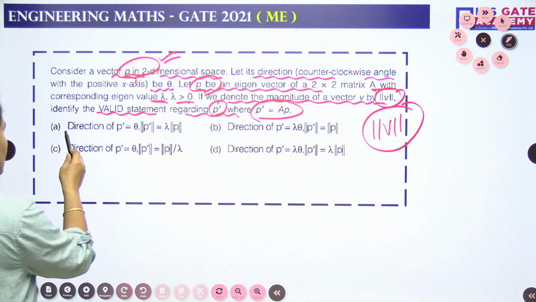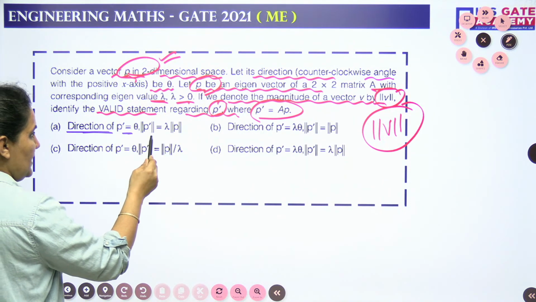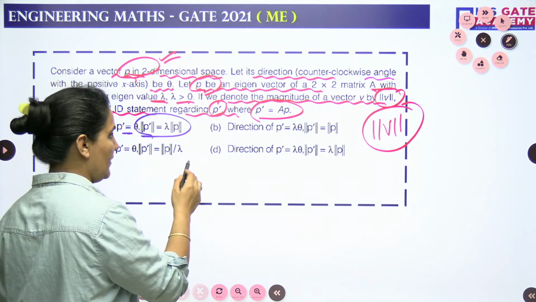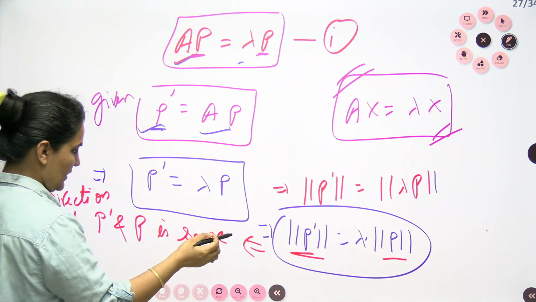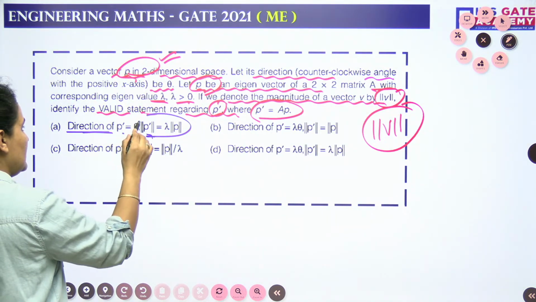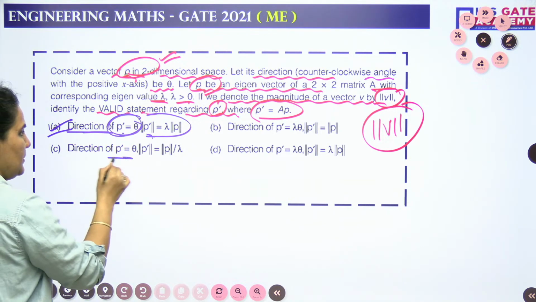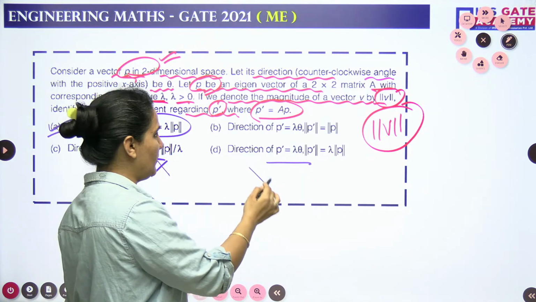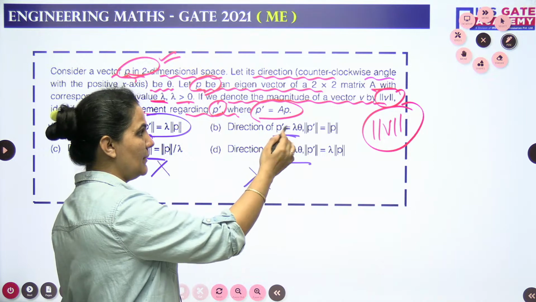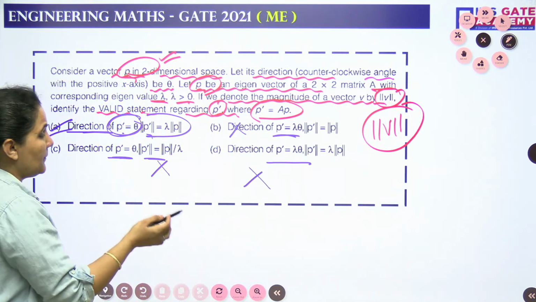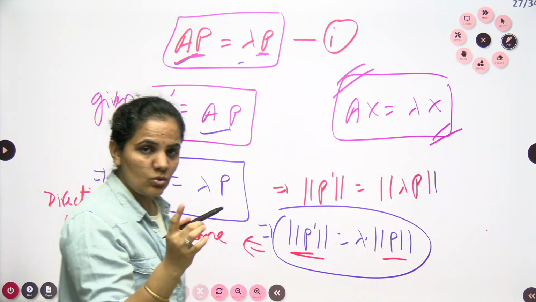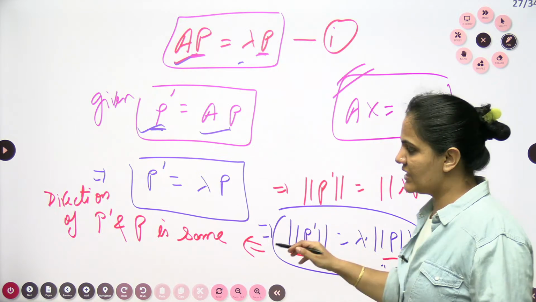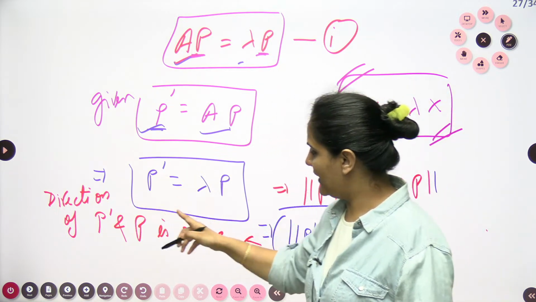So you can see, look at the options. Direction of P dash is equal to theta: it is giving the indication P dash is equal to lambda P, no, this is not what we have. Direction of P dash is equal to lambda theta? No. So we have this one only: the magnitude of P dash is equal to lambda into the magnitude of P, which is giving me the indication that the direction of P dash and P is the same.